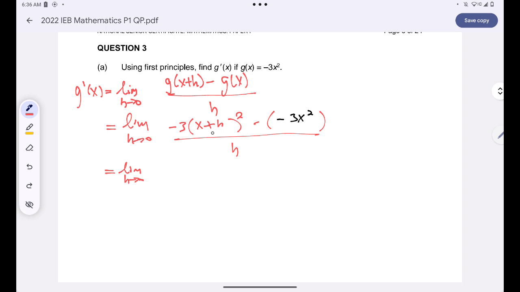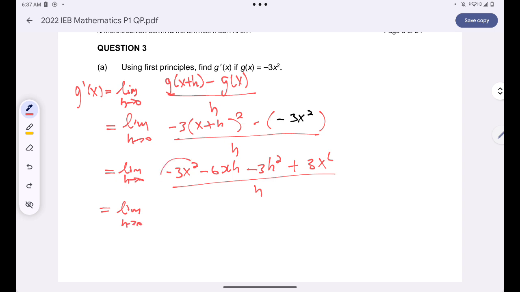This is equal to the limit as h approaches 0. Whenever you expand the bracket, you will end up having negative 3x squared minus 6xh minus 3h squared plus 3x squared all over h. The 3x squareds will subtract one another, and then we will be left with negative 6xh minus 3h squared all over h.